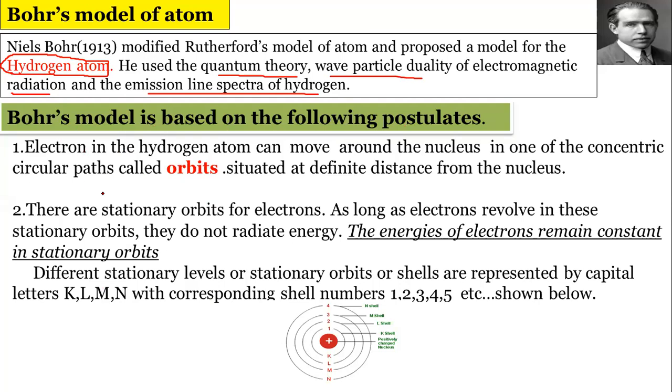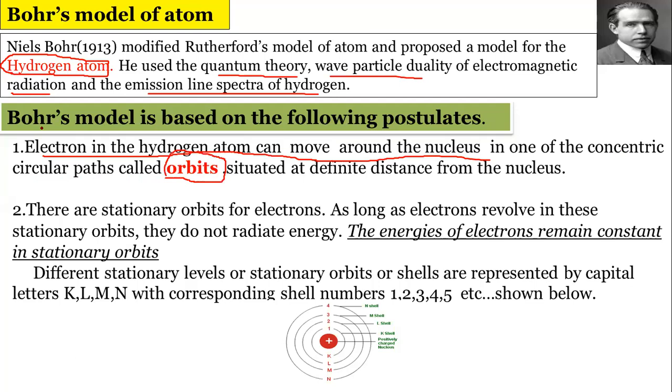Number one postulate: the electron in the hydrogen atom. So this model is only for the hydrogen atom, remember. The electron in the hydrogen atom can move around the nucleus in one of the concentric circular paths. These are called orbits. So this name orbit is given by Bohr's model.